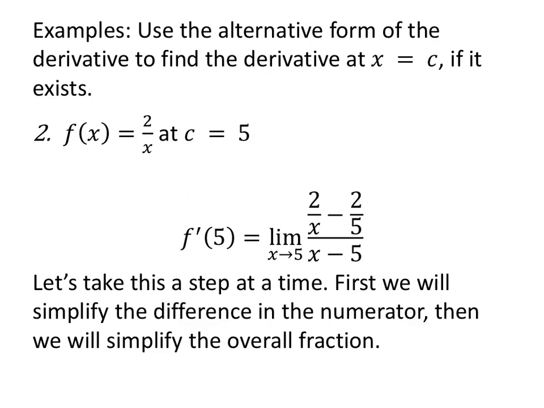But you know that's not going to be as easy as it is all the time. So let's take a look at 2 over x as my function and a c value of 5. I know that f prime of 5, the derivative using the alternative form, is the limit as x approaches 5 of the original function, 2 over x, minus f of c, so 2 over 5, all divided by x minus 5. First, we're going to simplify the difference in the numerator, and then we'll take care of the quotient.